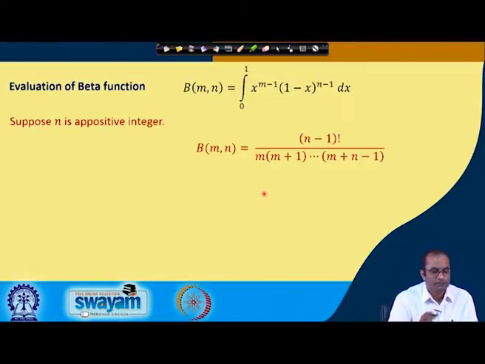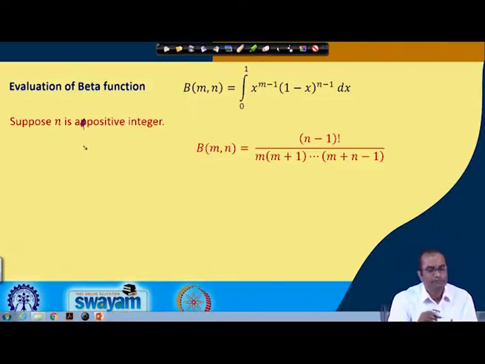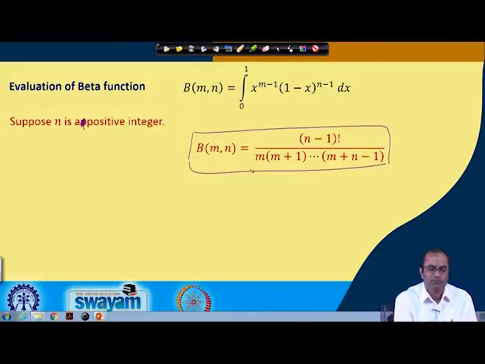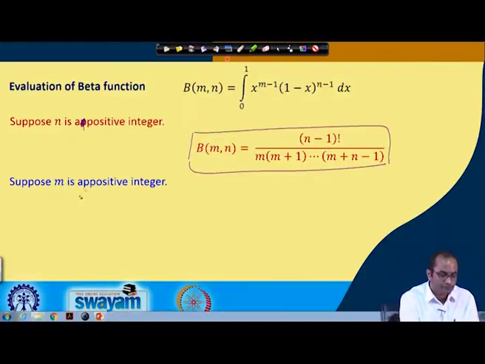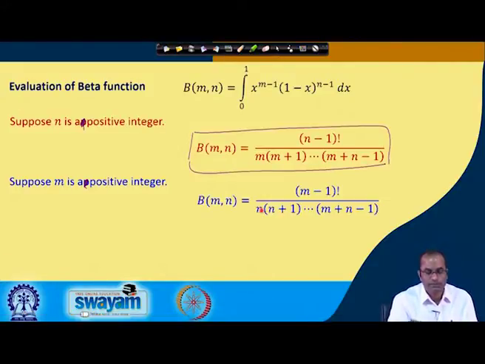So, in this case we have just seen when we have taken n a positive integer, we got this beta m n as factorial n minus 1 and this product of these m terms. We can do similar calculations when m is a positive integer, and in that case also we will get a similar result. We can replace this m by n, and we get this expression with factorial m minus 1, and then these terms with n plus 1 and the same term m plus n minus 1.